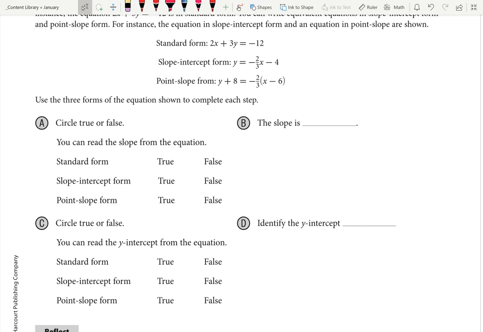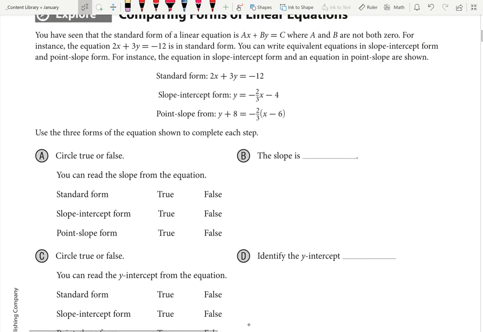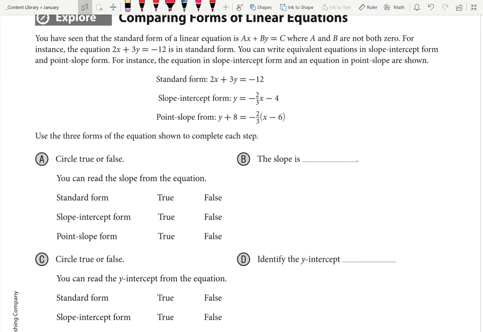So what we're going to look at in A and B here is we're going to circle true or false. You can read the slope from the equation. So standard form, you cannot actually see the slope in the equation. The slope's not 2 or 3 or negative 12. The slope is not given to us in the beginning. So standard form, can I read the slope from the equation? That's false. That's not true.